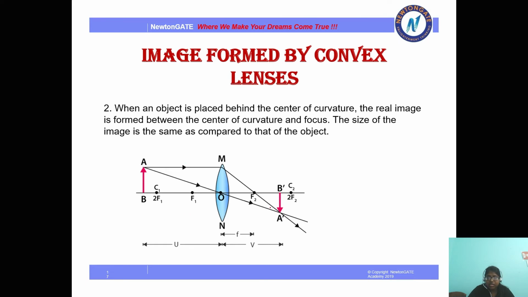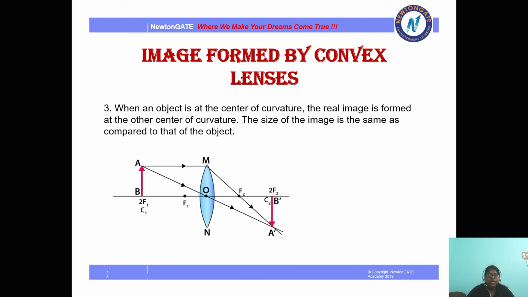If that is the case, then we can see there is an image forming here. The intersecting point is here, and if I draw a perpendicular to the principal axis, it will be here. It will be inverted, since it is in this direction, not in the erect form. Along with being inverted, it will be diminished, and you can also see it is not beyond C2, it is within C2.